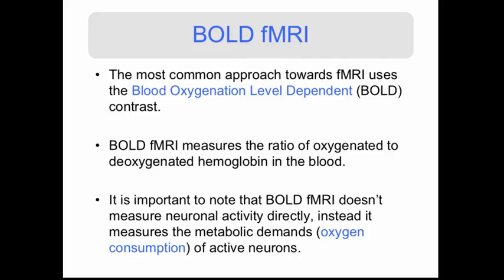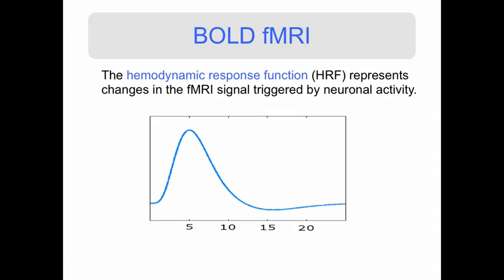Now, the most common approach towards fMRI uses something called the blood oxygenation level dependent, or BOLD contrast. BOLD fMRI measures the ratio of oxygenated to deoxygenated hemoglobin in the blood. It's really important to note that BOLD fMRI does not measure neuronal activation directly, and that's really what we're interested in, neuronal activation. Instead, what BOLD fMRI measures is the metabolic demands of active neurons, so the oxygen consumption. So when neurons are active, they need to consume oxygen. This is something we can track using BOLD fMRI.